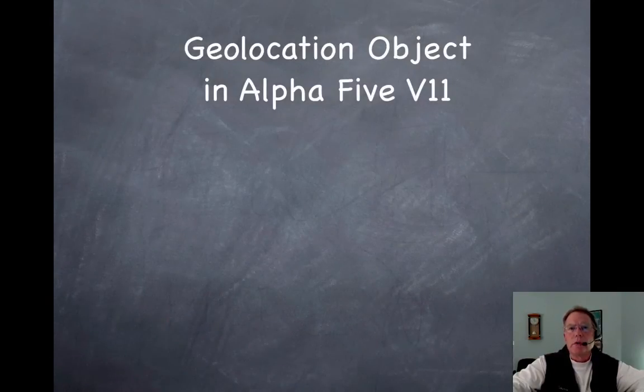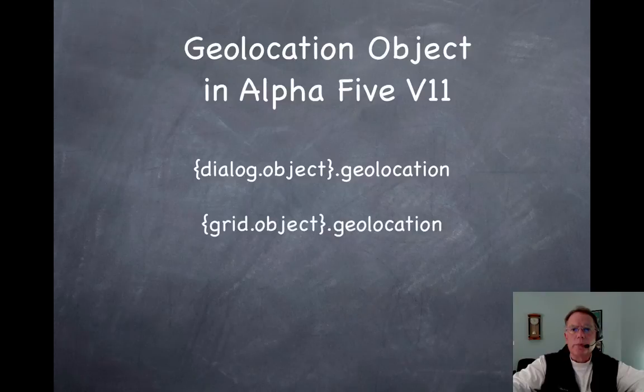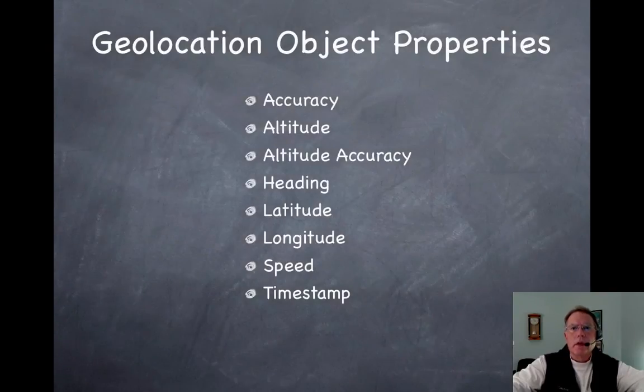The geolocation object in Alpha 5 version 11 is referenced either through the dialog.object placeholder or the grid.object placeholder. And the object properties that are exposed include accuracy, which is a percentage. So if it's 100, it's 100% accurate of the location. You will only see that with a GPS device, I would assume. Altitude in meters, altitude accuracy, heading, latitude, longitude, speed, and there's also a timestamp.